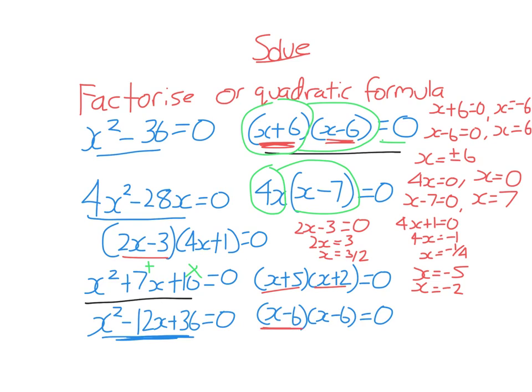Because if the first bracket is equal to 0, then x is positive 6. But if the second bracket is equal to 0, x is positive 6. So this has only one solution. In fact, all quadratics have 0, 1, or 2 solutions. We've seen all these examples where quadratics have 2 solutions. We've now seen an example where they sometimes have one solution. Now let's look at an example where they have no solutions. Please pause and copy this down if you need.